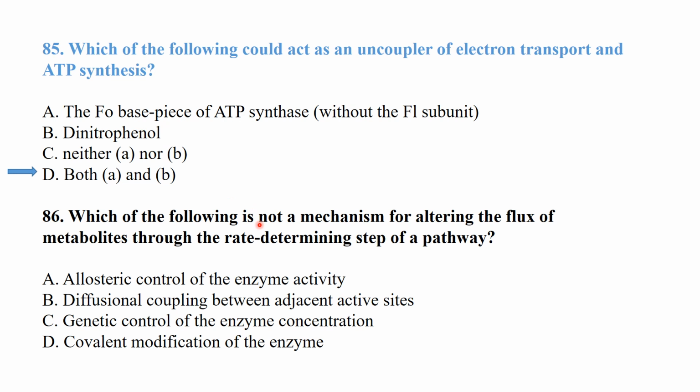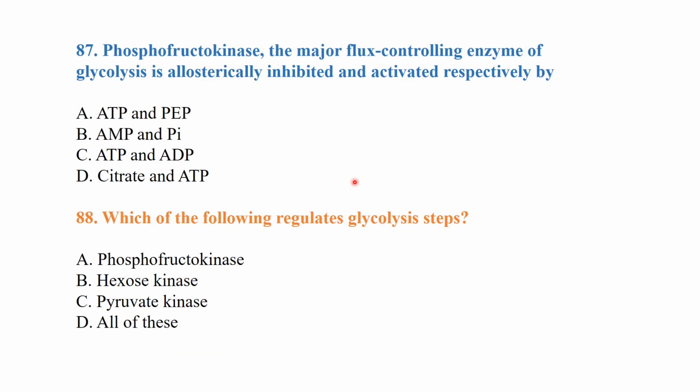Which of the following is not a mechanism for altering the flux of metabolites through the rate determining step of pathways? So diffusional coupling between the adjacent active sites. Phosphofructokinase, the major flux controlling enzyme of glycolysis, is allosterically inhibited and activated respectively by ATP and ADP. Which of the following regulates glycolysis steps? All of these are involved in the regulation of the glycolysis steps: phosphofructokinase, hexokinase, pyruvate kinase.